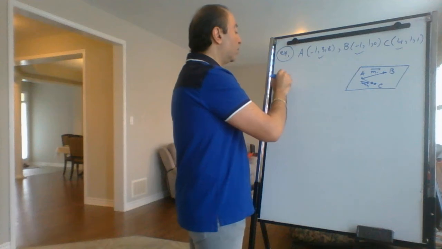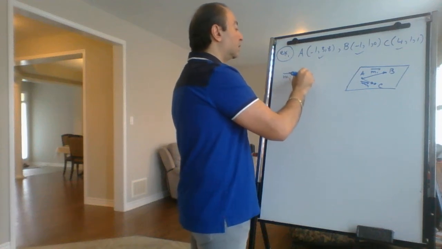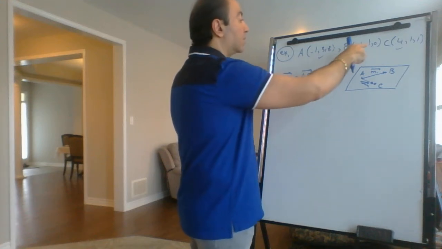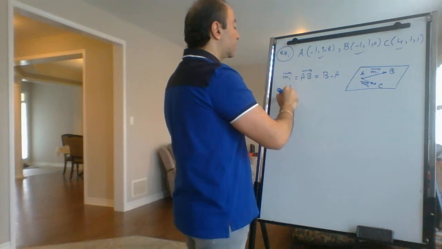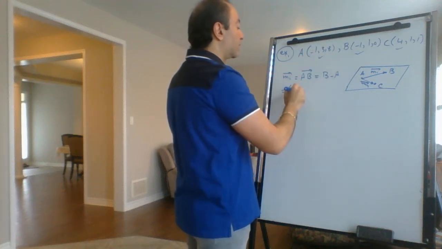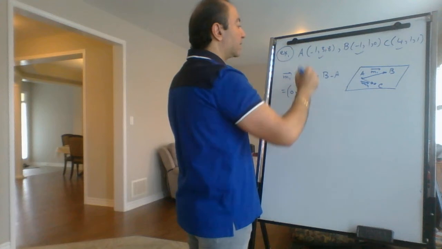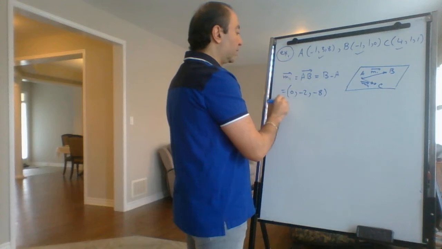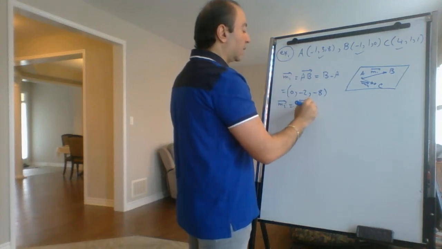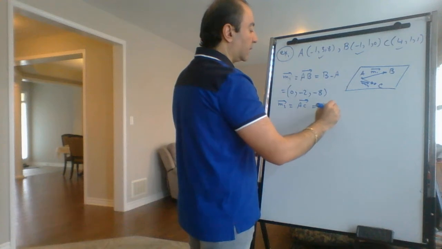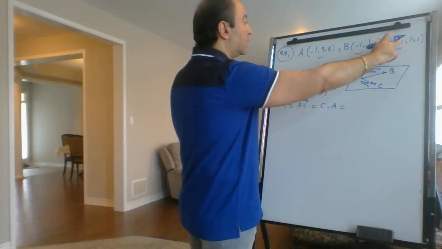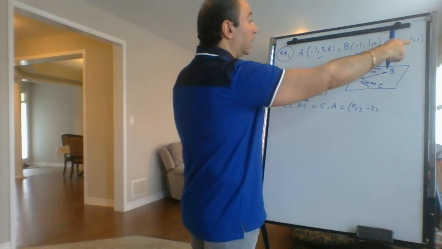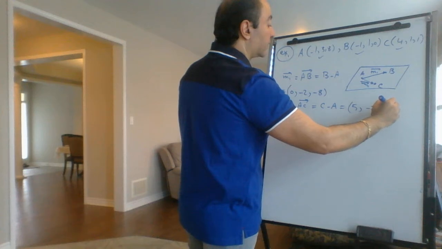So I would say M1 equals vector AB, which is the same thing as B minus A. So I will do B minus A, so I would subtract negative 1 minus negative 1 is 0, 1 minus 3 is negative 2, 0 minus 8 is negative 8. So this is the first direction vector. Our second direction vector is vector AC, which is C minus A. And we can do that, C minus A, so 4 minus negative 1 is 5, 1 minus 3 is negative 2, 1 minus 8 is negative 7.